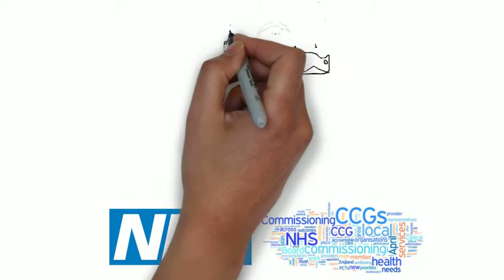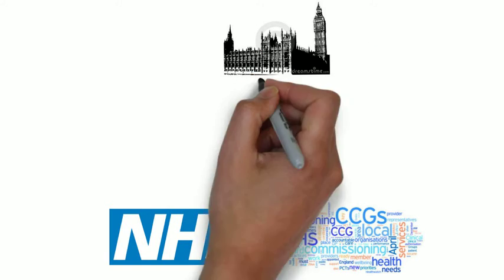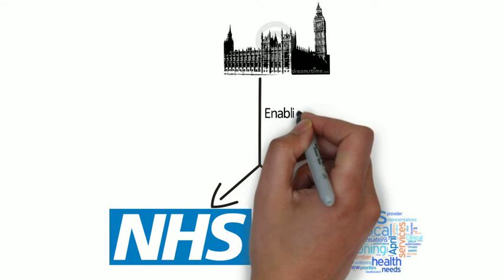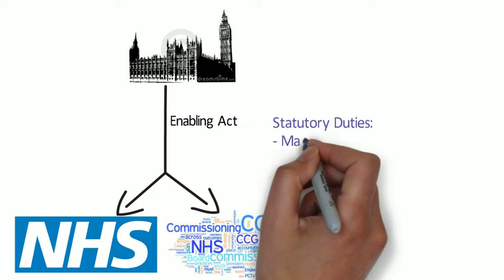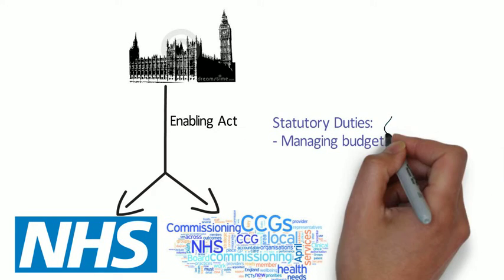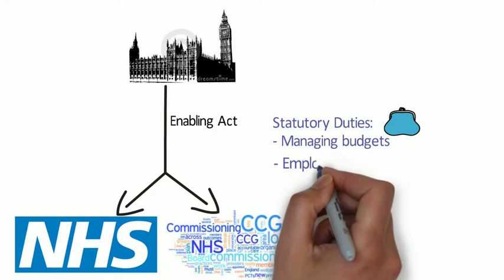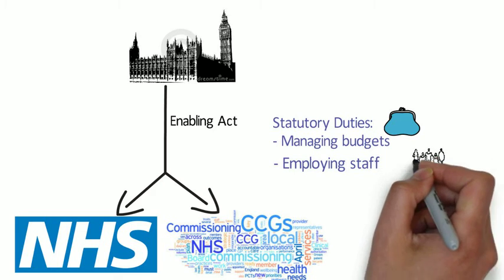Now, the creation of these public bodies was allowed through an enabling Act of Parliament, so that had to happen first before those bodies came into being. Regulations made under the Act come with statutory duties on that public body, for example, managing budgets, the employment of staff and entering into contracts.